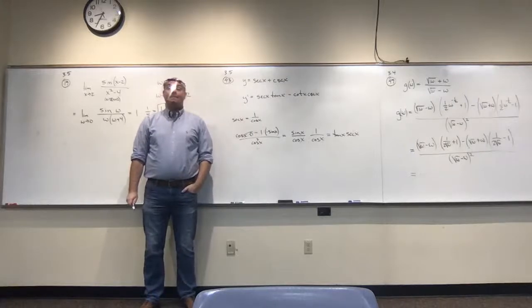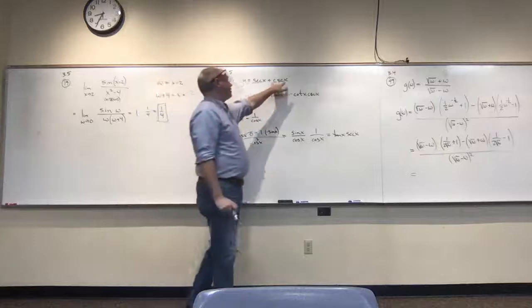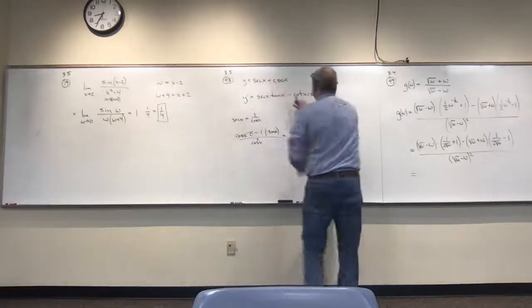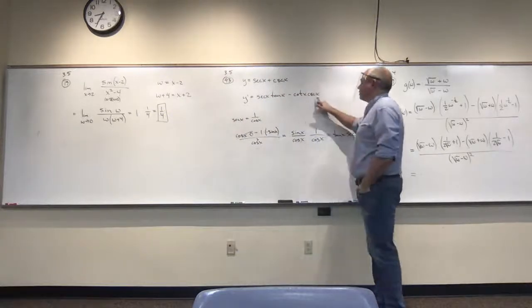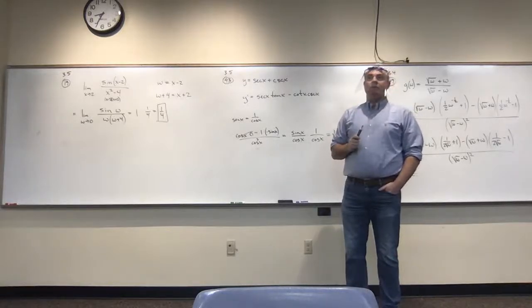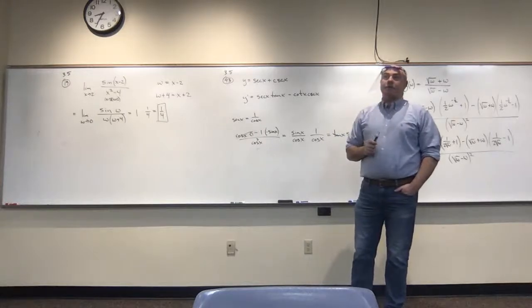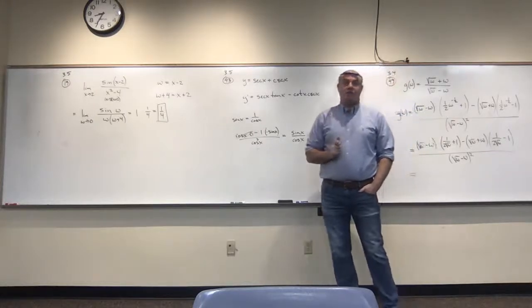What is the last one? Yeah, what's the derivative of cosecant of x? Cotangent. It's negative cotan x cosecant x. Okay, but what is the derivative of cotangent? It's negative cosecant squared of x.